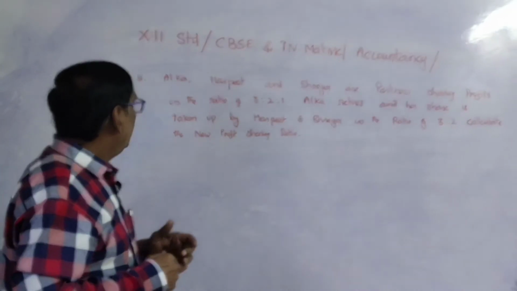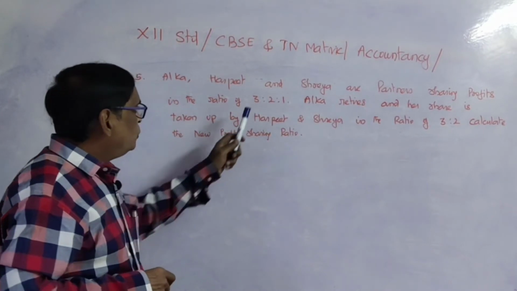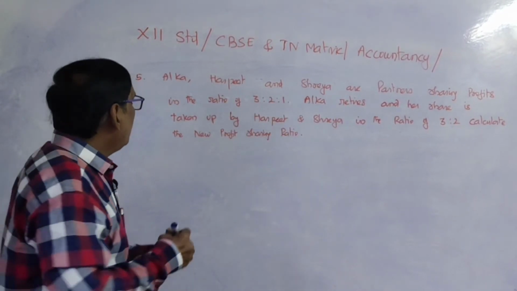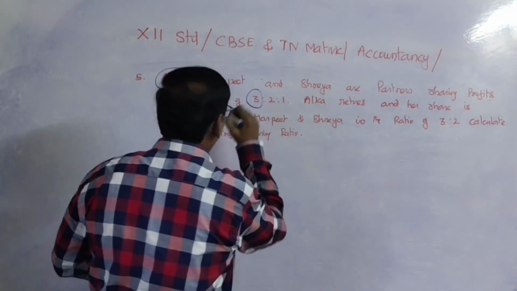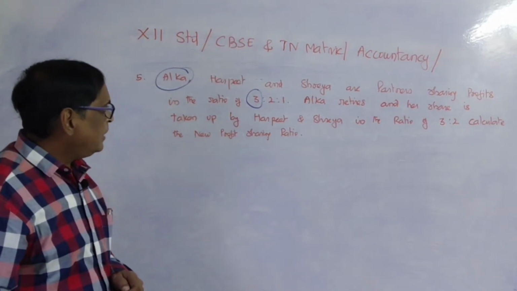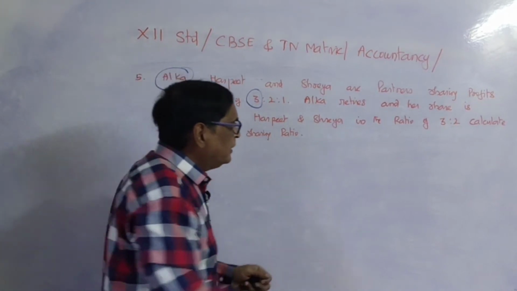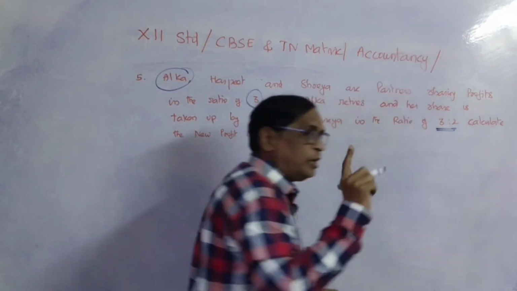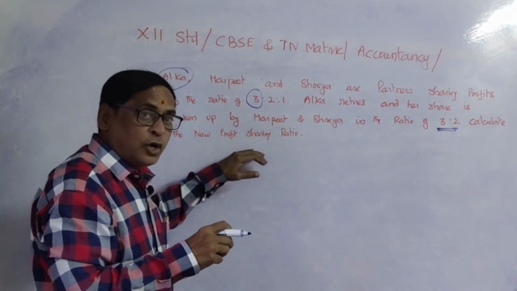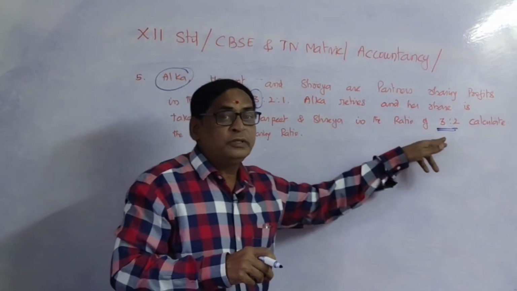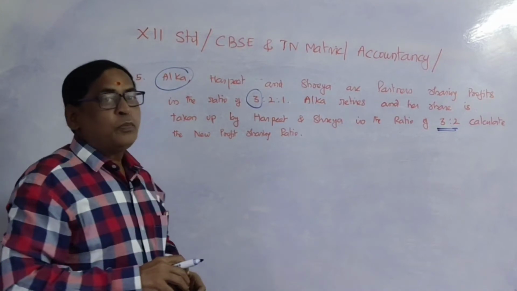Please try to understand. Alka, Harpreet and Shreya are partners, sharing profits in the ratio 3:2:1. Alka retires, and her share is taken up by Harpreet and Shreya in the ratio 3:2. It is not a new ratio. Actually, the share of the retiring partner was acquired by the existing partners in the ratio 3:2. That is, the meaning is very different. Please try to understand. Calculate the new profit sharing ratio.